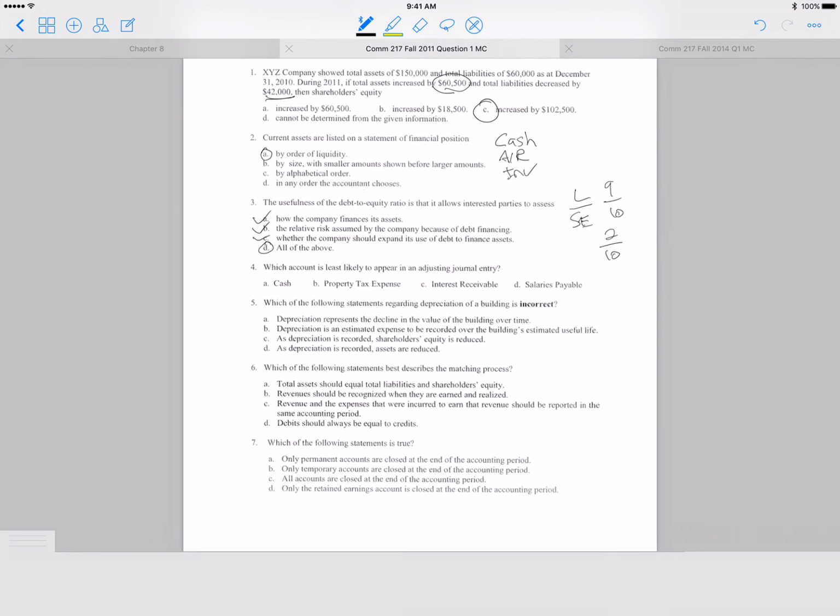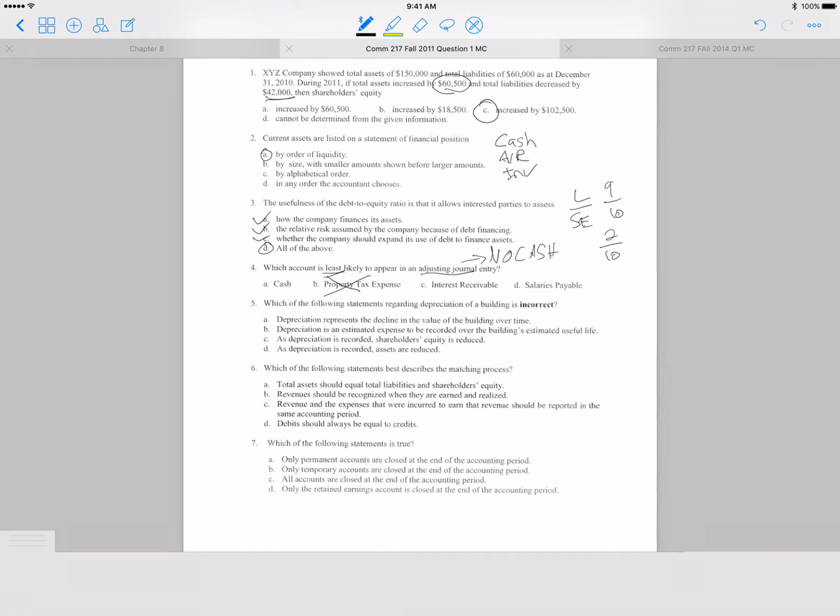Number 4. Which account is least likely to appear in an adjusting journal entry? So whenever you're doing an adjusting journal entry at the end of the year, you should always think that there's no cash. Because an adjusting entry is just adjusting the accumulation of interest or rent, and you didn't actually pay anything off. So property tax expense is adjusted at the end of the year because you're going to calculate your property tax, so that would not be the answer.